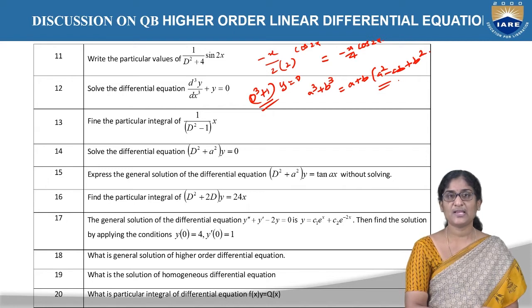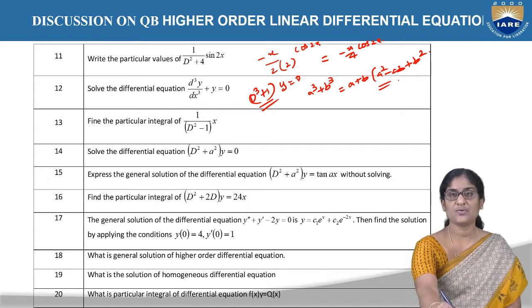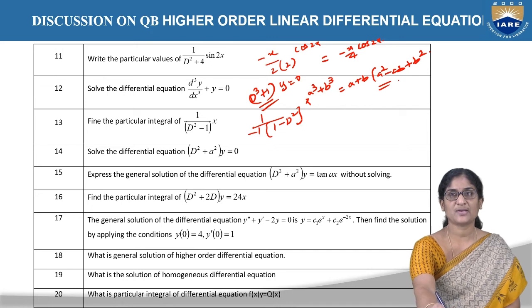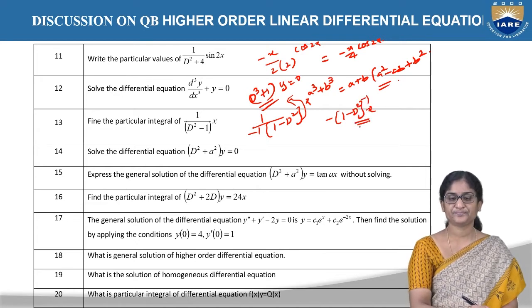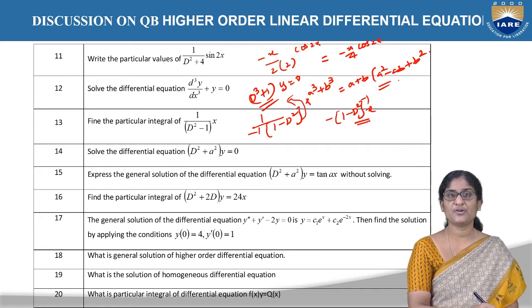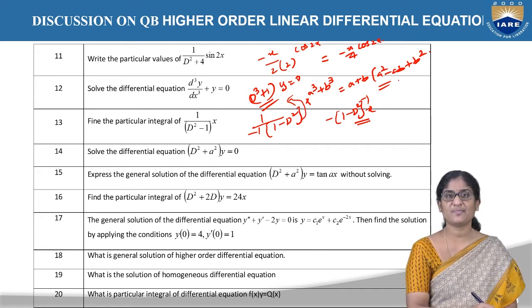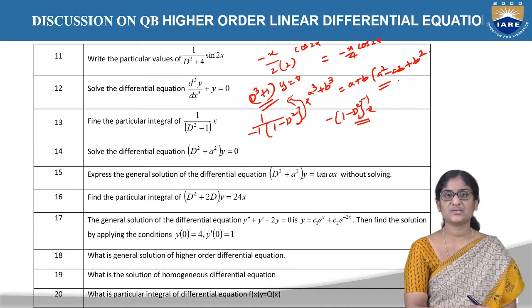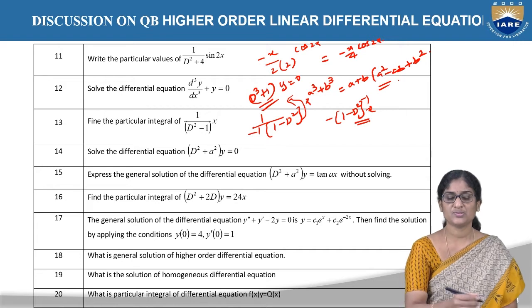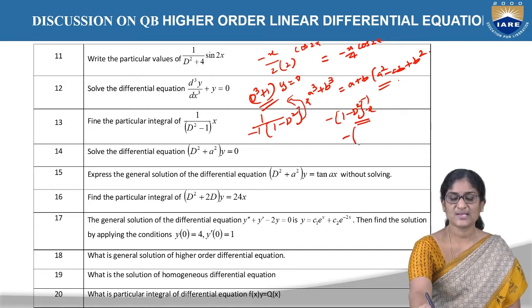So here we can take minus 1 as common. If I take minus 1 as common, we get minus 1 by (1 minus d square) into x, and this has to be brought to the numerator. So we get minus (1 minus d square) whole to the power of minus 1 into x. And here you can use the binomial formula. The binomial formula for (1 minus x) whole to the power of minus 1 is 1 plus x plus x square plus x cube, and so on.